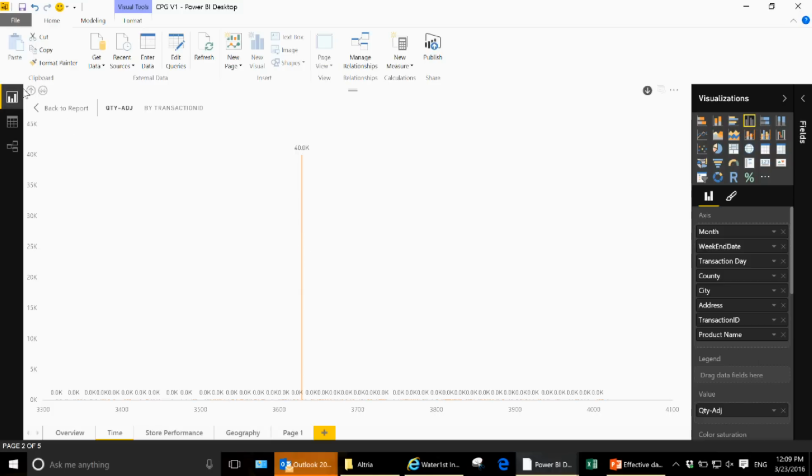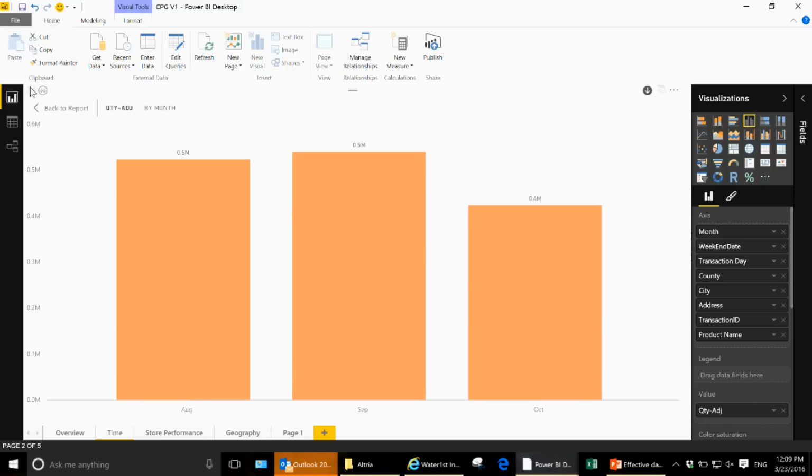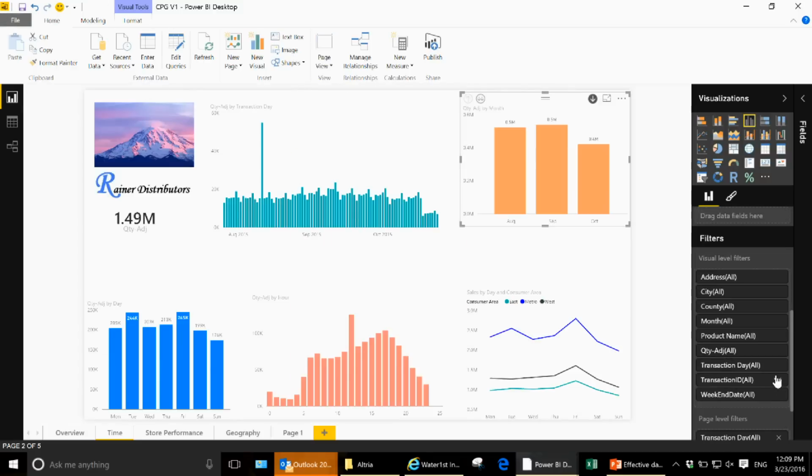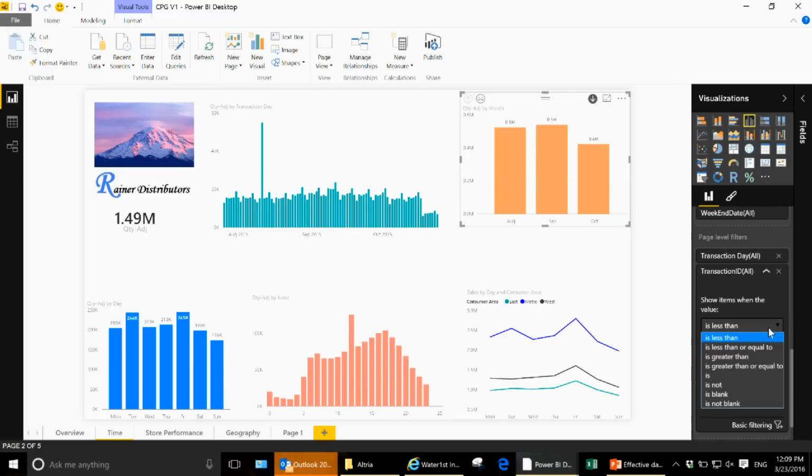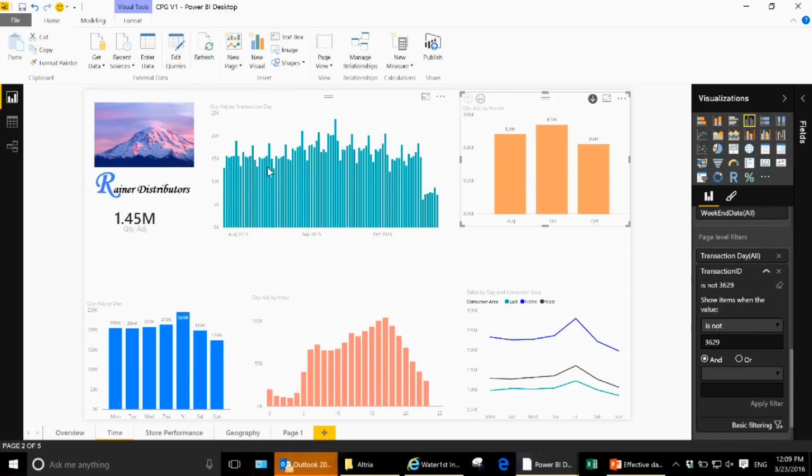Okay. So now I'm going to come back up and filter out this transaction, 3629, because in fact it's not someone having a huge party, it's a data entry error. So I'll go back to report, and down in the filter section, I'm going to filter out 3629. Apply filter, and so now I've taken out that one transaction, and now we're looking at more normalized data.